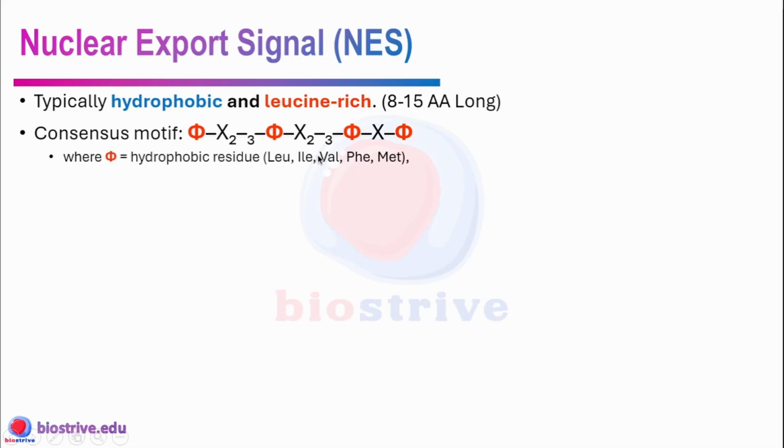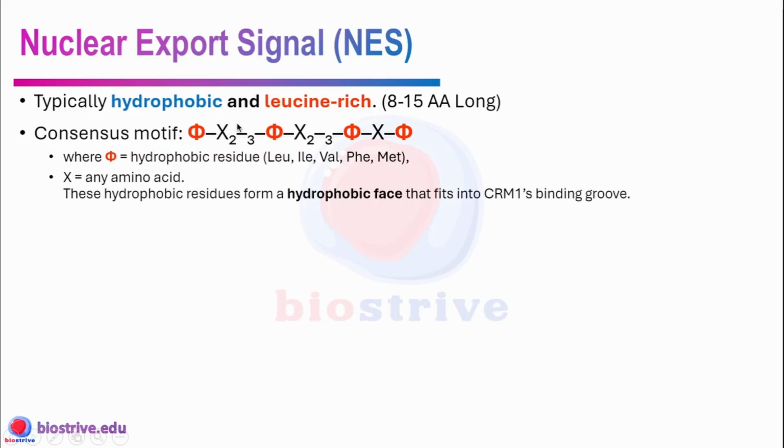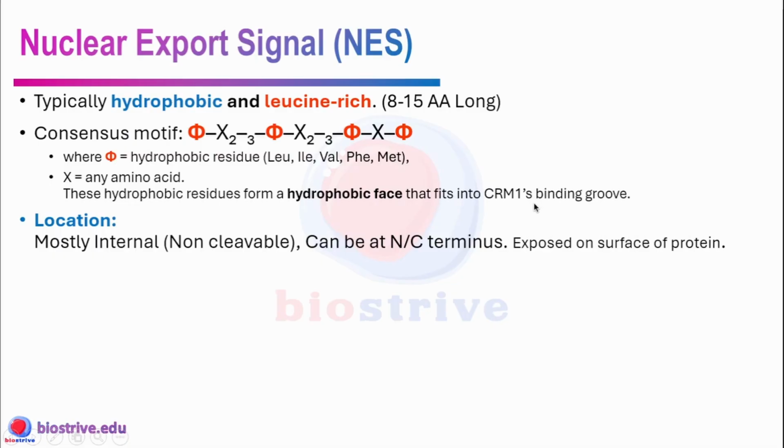It may be leucine, it may be isoleucine, it may be valine, phenylalanine or methionine, but most commonly it is leucine. X can be any amino acid, and these hydrophobic residues form a hydrophobic face that fits into the CRM1 binding groove of the exportin protein, or exportin transporter protein. What about the location? The location is mostly internal and non-cleavable, though in some rare cases it can be on either terminus, but mostly it is internal and non-cleavable.